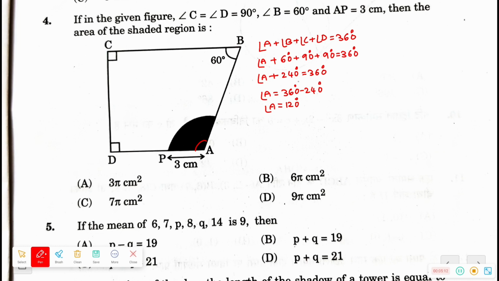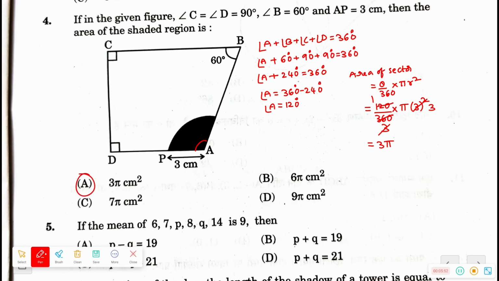Then we can use the formula for the area of a sector. Area of a sector is equal to theta by 360 into pi r square. Here theta is 120, so 120 by 360 into pi into r square, 3 square. 120 by 360 is 1 by 3, and 3 square is 9, 3 threes are 9. So finally we got 3 pi. Which option is correct? 3 pi.